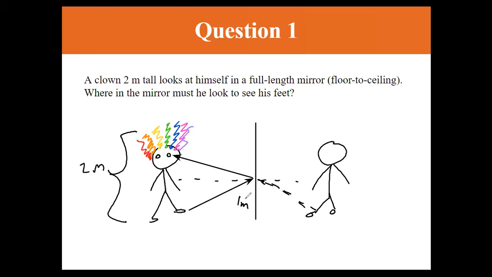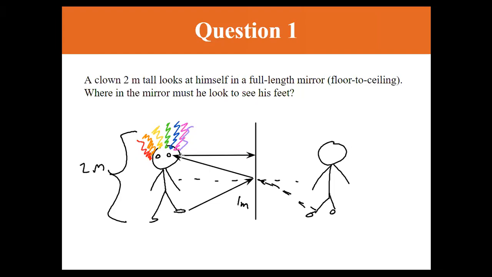So if you look at the mirror, 1 meter up from the ground, you see your feet, assuming you're 2 meters tall. Basically, if you look at the mirror at a distance from the ground equal to about half your height, that's where your feet are. And if you want to see where your eyes are, you just look straight on.